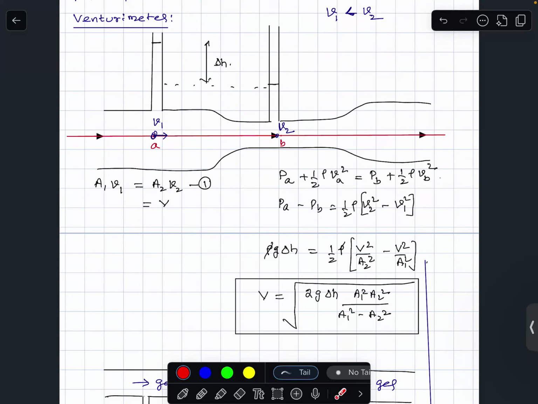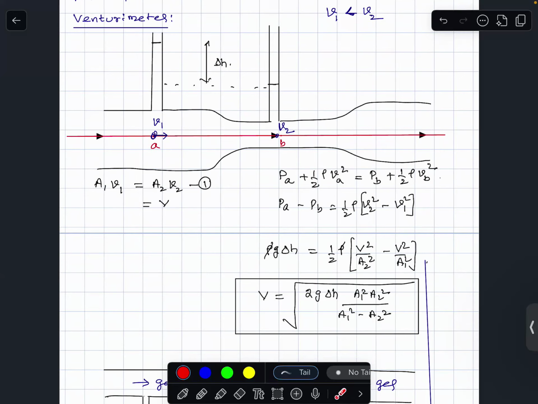Don't forget what is the rate of flow. A into V is called rate of flow. dm by dt is not rate of flow. It is mass entering per second or mass leaving per second. But A into V is called rate of flow, or volume entering per second or volume leaving per second. That is called rate of flow.